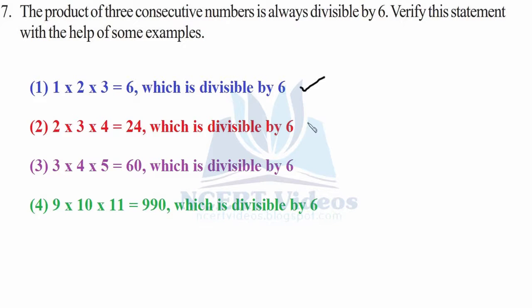Similarly, for 2, 3, 4, the product 24 is divisible by 6. And here 3, 4, 5. When we multiply it, it gives 60, which is divisible by 6. And then for 9, 10, and 11, it gives you 990, which is again divisible by 6. So this was your question 7.